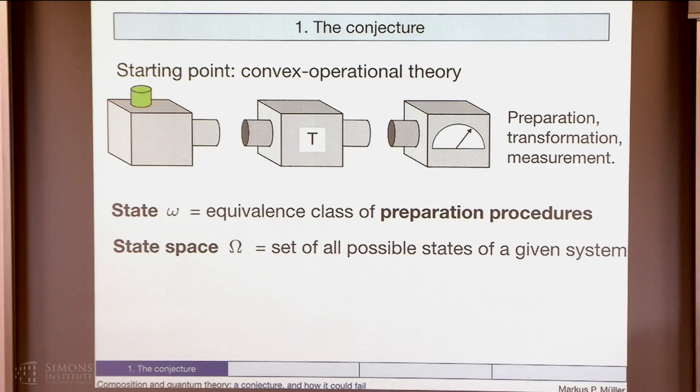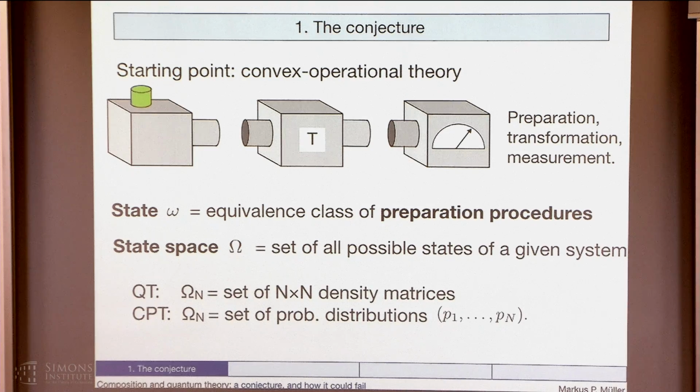Okay, now we have single states, but we can also collect all possible states into state spaces. So a state space, and I denote this by a capital omega, is just the set of all possible states that we can have on some given physical system. Now, there are two special cases that you're all familiar with. One of them is just classical probability theory, or CPT here, where the states are just probability distributions. So the state space over n outcomes, say omega n, would just be all these vectors with entries p1 to pn, which are probabilities and sum to 1.